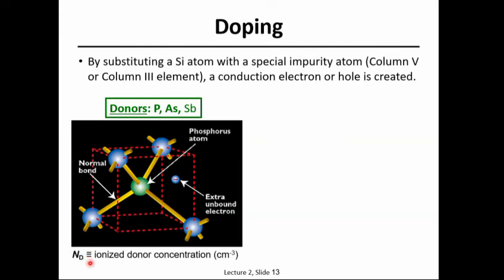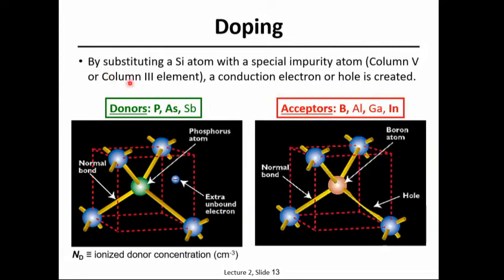So the density here is referred to as the ionized donor density. The density of the donors is called the ionized donor concentration. You will see why we call it ionized: because it's ions, we're looking at it as a charge.